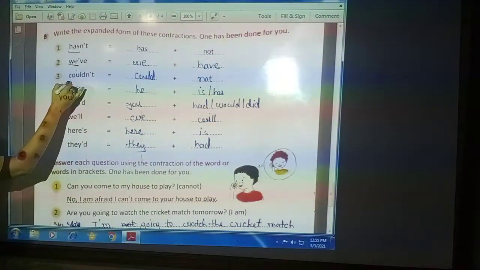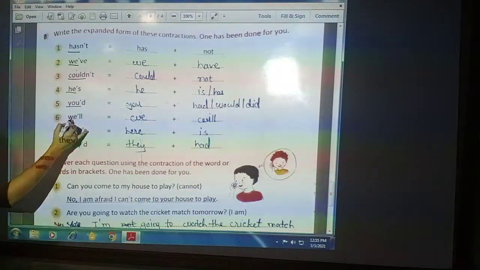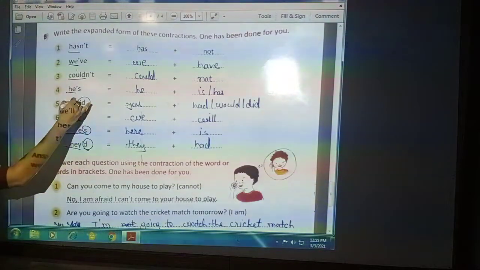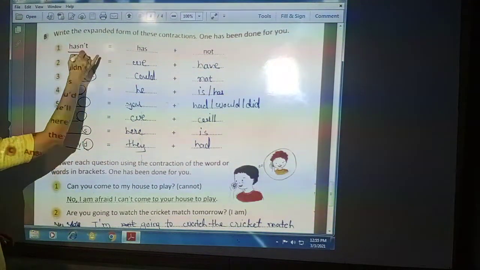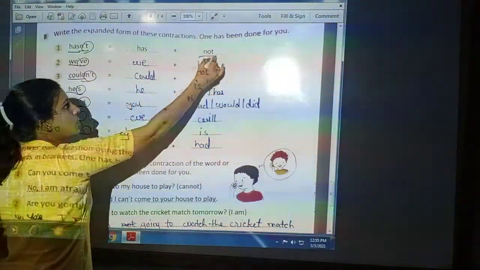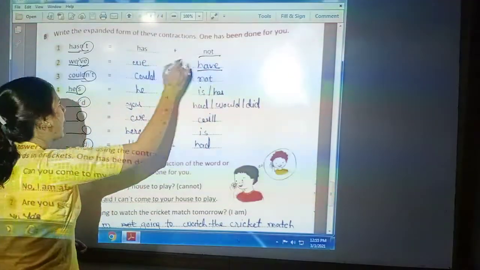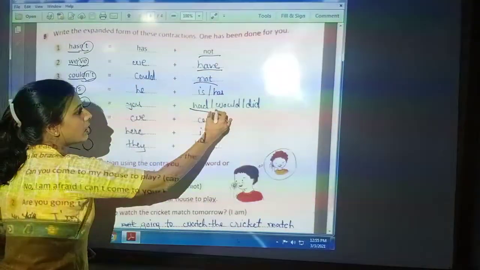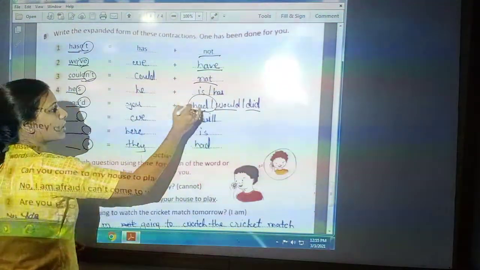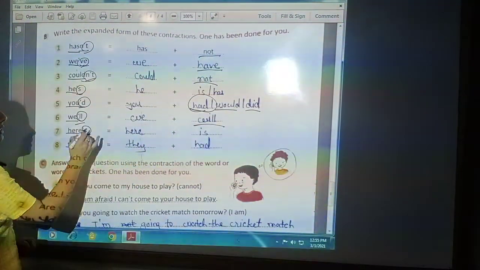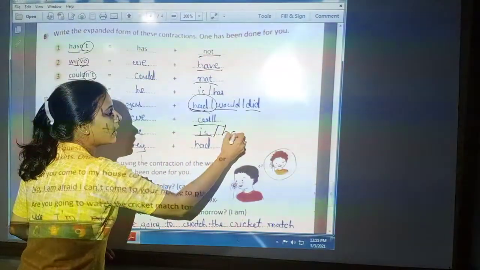See, the first word will be as it is. Just you have to guess the second word. How will you get that? N'T, that means not. VE, that means have. D, that can be had, would or did. Here we have to pay attention on had. Then double L, that means will. S, that can be is or has.